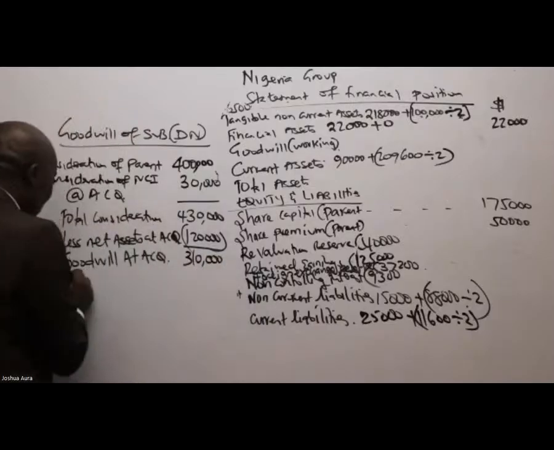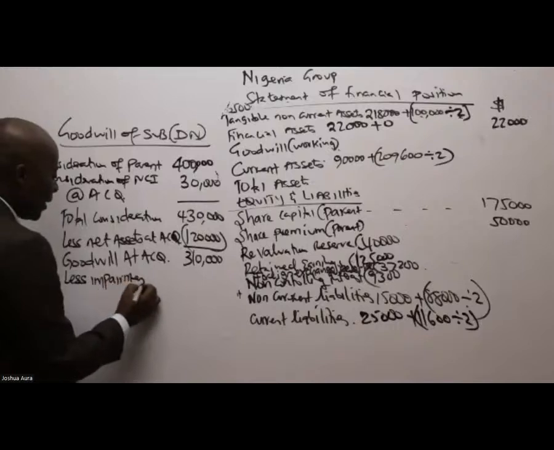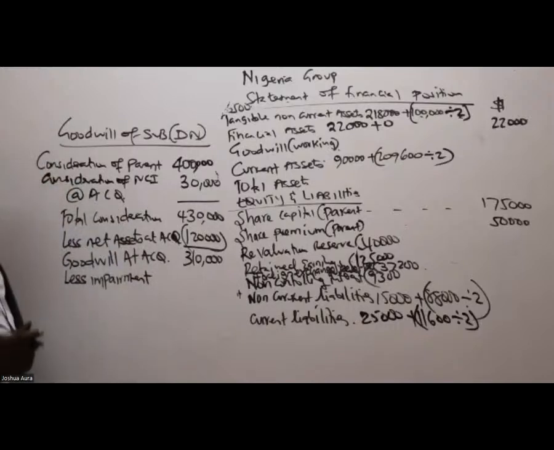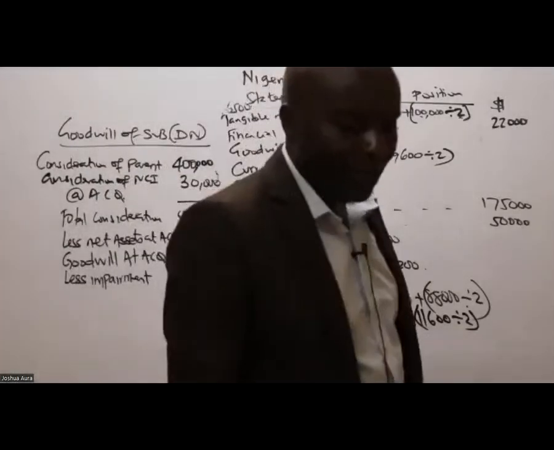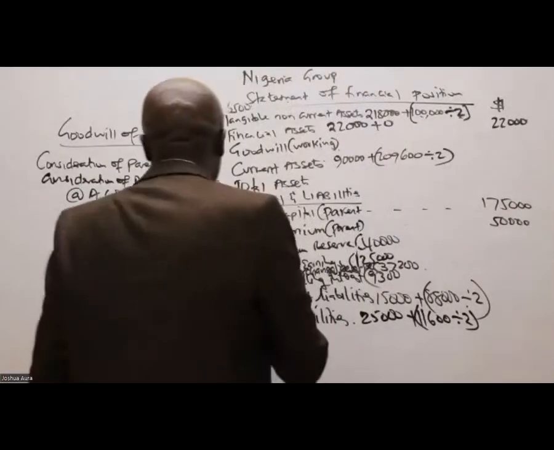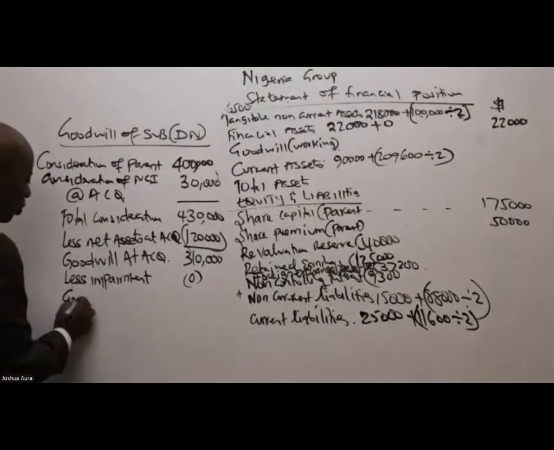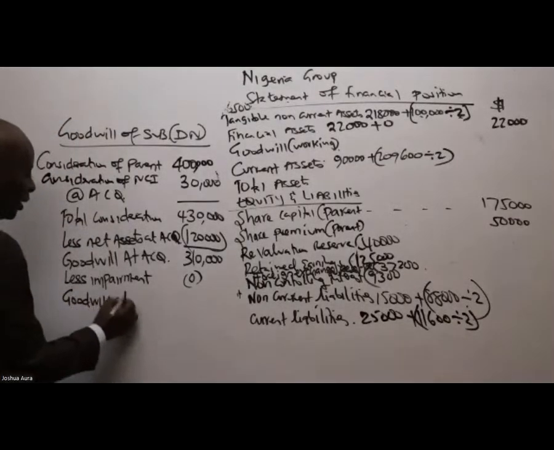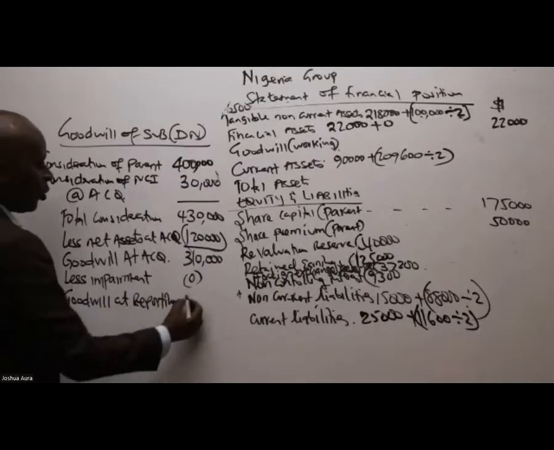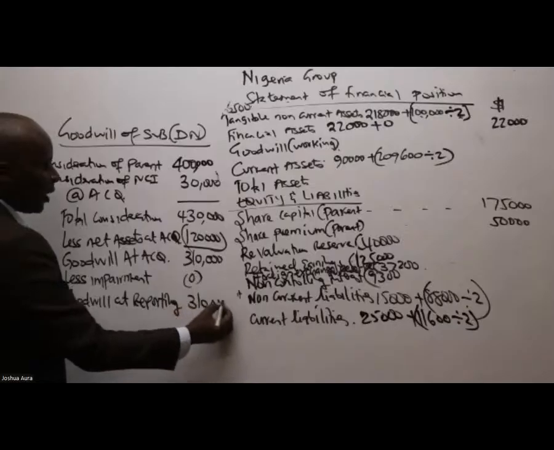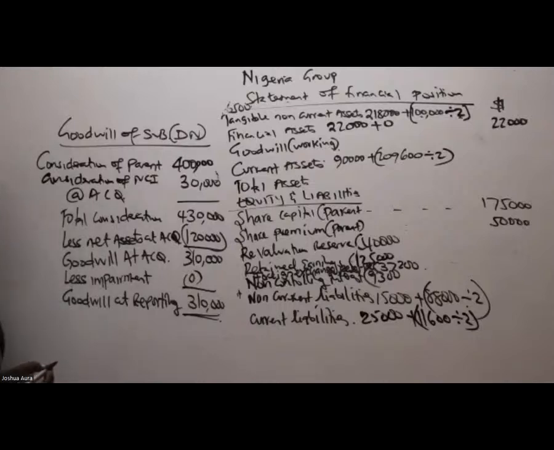So less any impairment. Are you able to see any impairment? Have they given us any policy regarding impairment? No impairment, isn't it? So impairment is 0. And then when you subtract there, we get what we call goodwill at reporting. So goodwill at reporting basically will be 310,000.